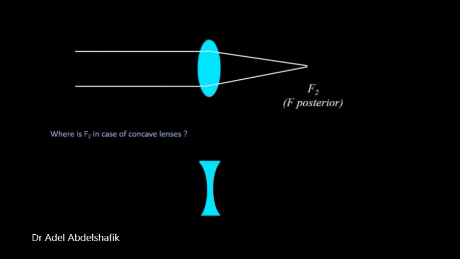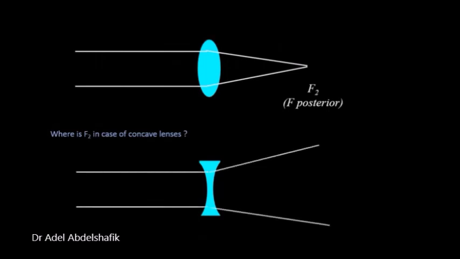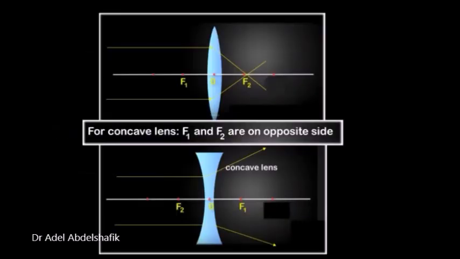So, where is F2 in case of concave lens? Parallel rays falling on a concave lens will diverge. If an eye receives these rays, they will be traced back to originate from F2. So in case of concave lens, F2 is located on the left side of the lens. So notice that F1, F2 in case of concave lens are located opposite to those of convex lenses.